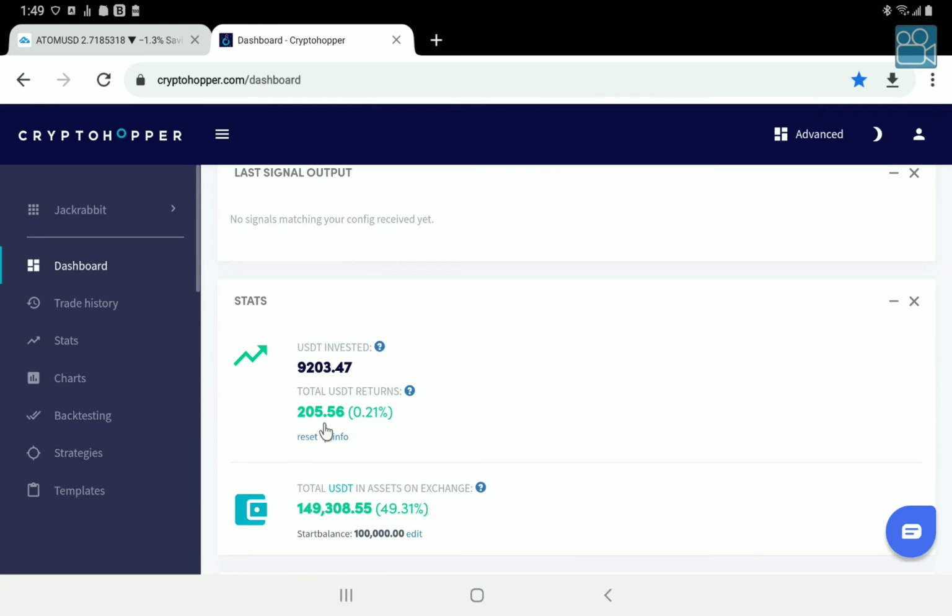Right now, in 5 days with this setup, I've made $205 profit. That is insane for the amount that this is doing right now. So if you have the budget and you can afford the high risk coins, you can do very well.